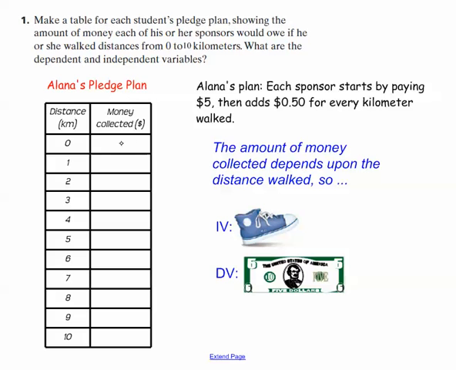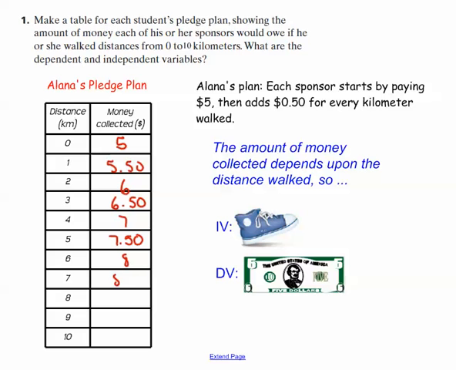So in her table, that means that even if she doesn't walk a single kilometer, her sponsors are going to give her $5. But as soon as she walks 1 kilometer, they're going to add 50 cents to that. So now she gets $5.50. And then if she walks 2 kilometers, they're going to add yet another 50 cents, so that's $6. And so forth down the table. Every time she walks another kilometer, she gets another 50 cents on top of that $5 up front.